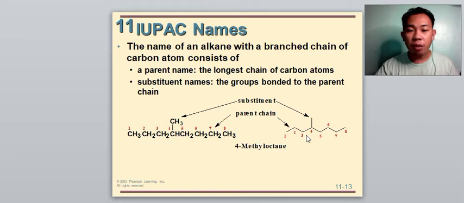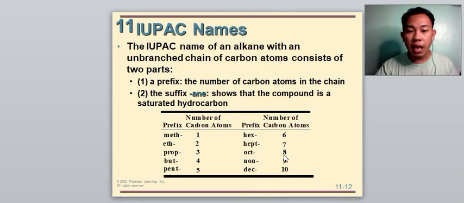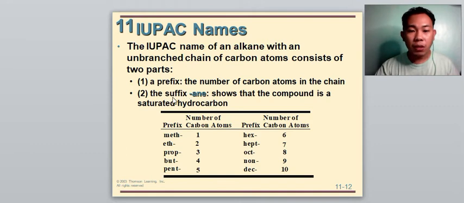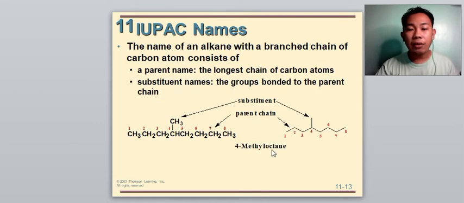Again, go back to our previous slide. Since it's 8, the prefix is oct. Since it's oct, we have the oct here. Then we add the ane, which is the suffix that shows us that it is a saturated hydrocarbon. So the longest parent chain is octane.